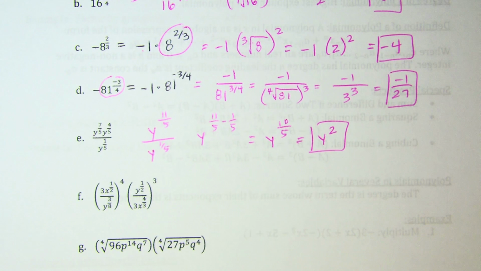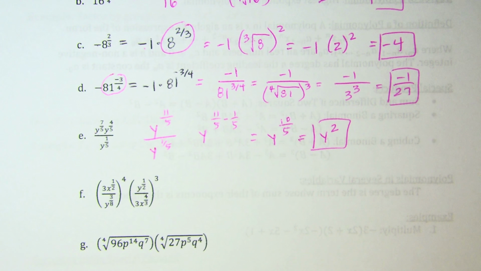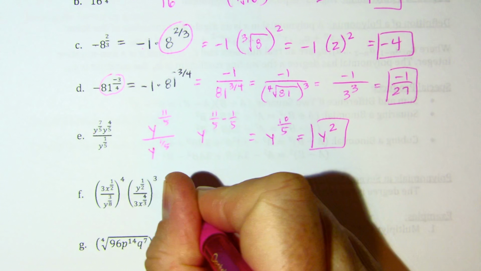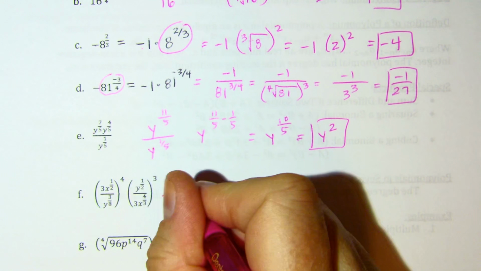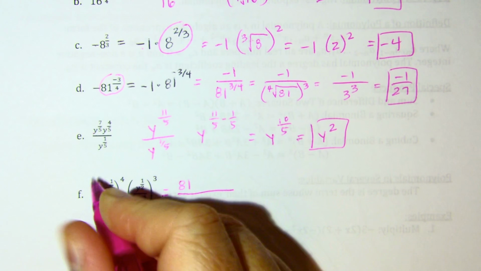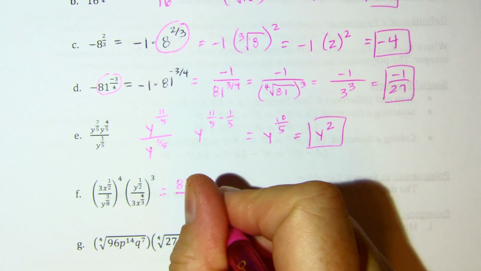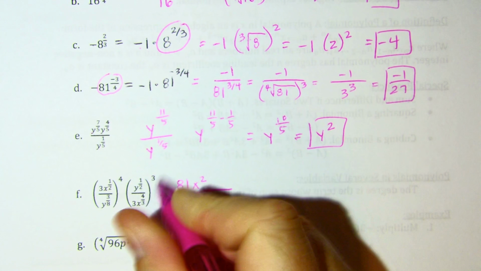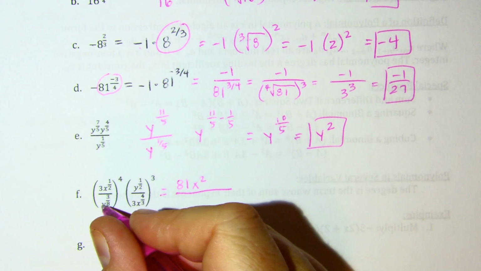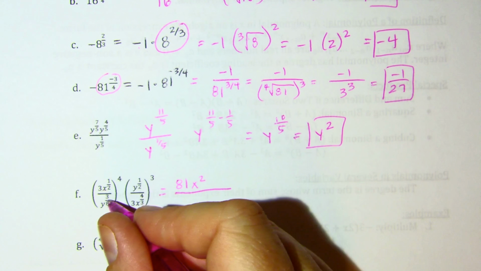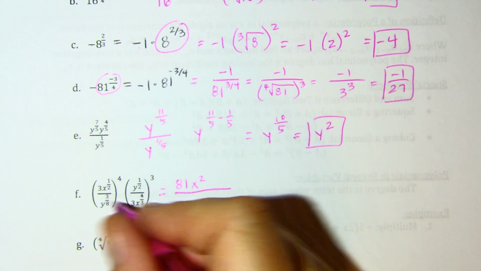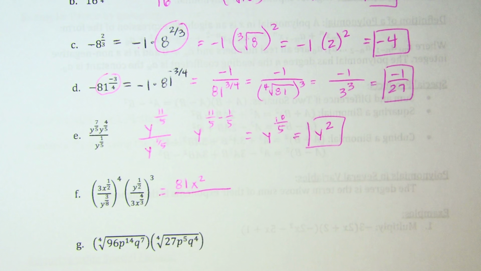In this next example, we need to distribute those exponents before I do anything. So 3 to the 4th power is 81. X to the 1/2 to the 4th power would be x squared. On bottom, y to the 3/8 times 4 would then be 12/8, which would reduce to 3/2.